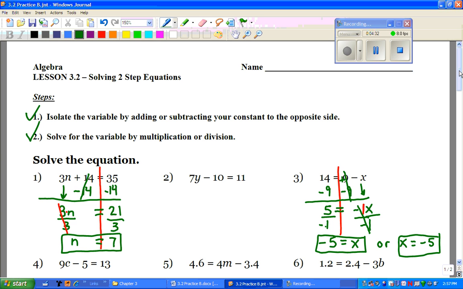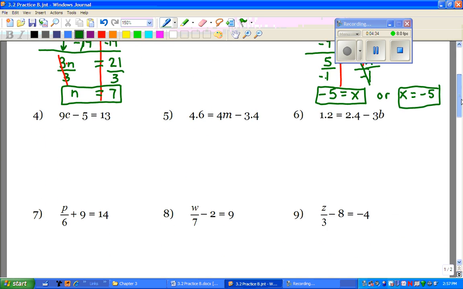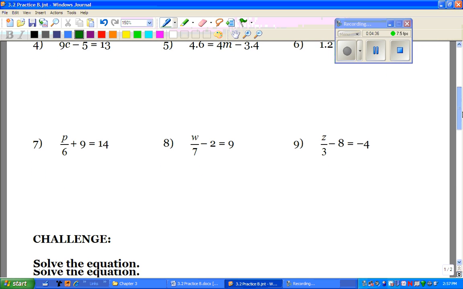Some other examples I want you to take a look at would be number 7, which would be a good example. In this one we actually have p, and instead of having a leading coefficient this time, we're dividing by 6, which I guess you could say is a leading coefficient of 1/6, but we're not going to think about it that way.